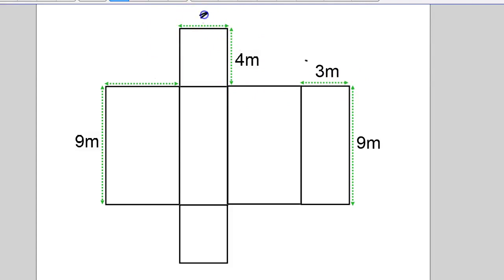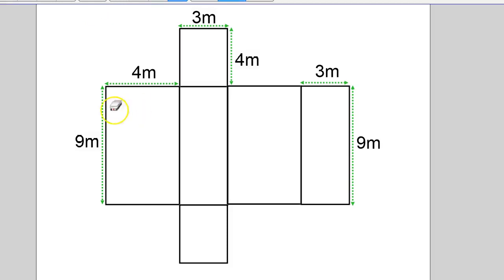There we go. So 3 meters. And then here, if this is 4 meters, that means this is 4 meters, and this is 4, so this is 4 as well. I'm telling you this because eventually you're going to have questions where some of the dimensions are missing and you're going to have to work them out. Right, so anyway, back to what we were doing before.